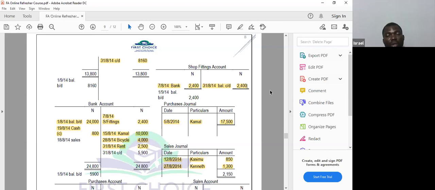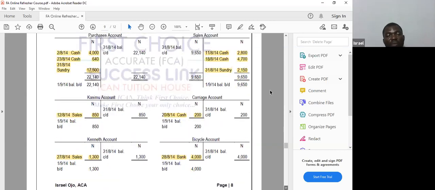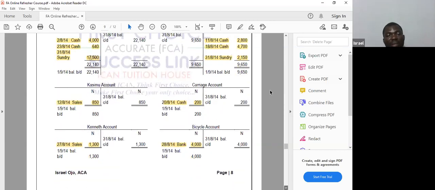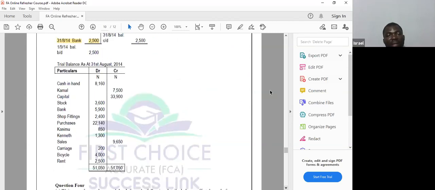Okay, number two, three columns. The first one is the description. The second one is for the debit side. The third one is the credit side. Can you see it? That is our trial balance as at 31st August 2014. So that is the format.